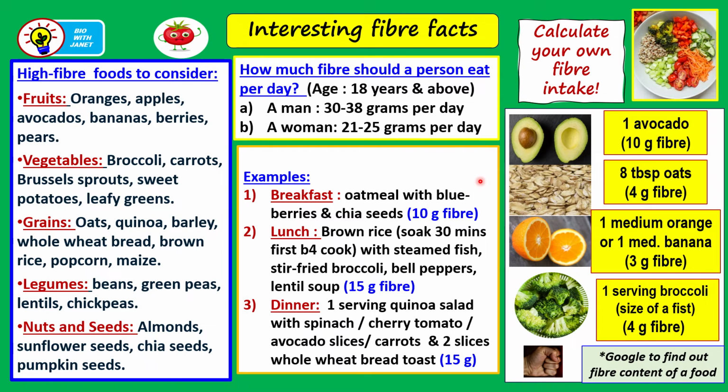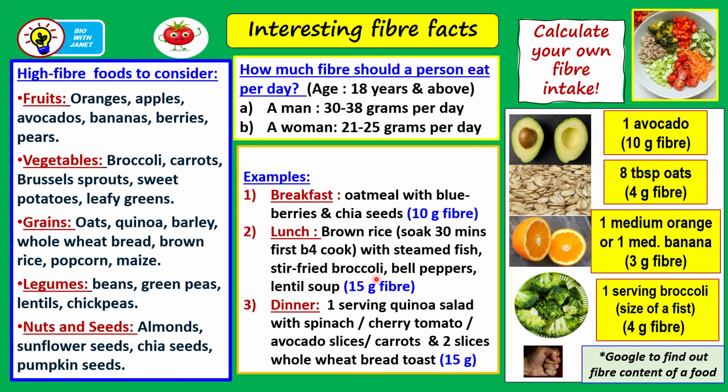Now, here are some examples of how we can add fiber to our diet. For breakfast, you can take oatmeal with blueberries or some other fruits like bananas, and then seeds like chia seeds or walnuts, pumpkin seeds, and so forth. For lunch, brown rice. Brown rice is usually better soaked for 30 minutes first before cooking to get rid of impurities and some tiny traces of arsenic, which rice tends to absorb from when it is planted.